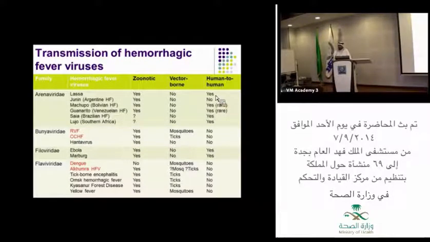Which of them can be transmitted from human to human? We have Lassa fever. We also have Machupo, Guanarito, Sabia, and Lujo. All of these Arenaviridae viruses can cause human-to-human transmission. Rift Valley fever is not, sorry, this is a mistake. I should correct this. Congo-Crimean hemorrhagic fever can be transmitted from human to human, but Rift Valley fever does not infect others. The Ebola virus, of course, is well known to be easily transmitted from human to human.